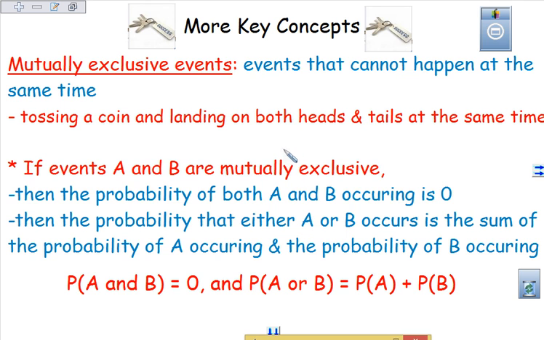Mutually exclusive events are events that cannot happen at the same time. Tossing a coin and landing on both heads and tails at the same time cannot happen. If events A and B are mutually exclusive, then the probability of A and B occurring is 0. Then the probability that either A or B occurs is the sum of the probability of A occurring and the probability of B occurring. So if it's mutually exclusive, the probability of A and B is equal to 0. The probability of A or B is equal to the probability of A plus the probability of B.